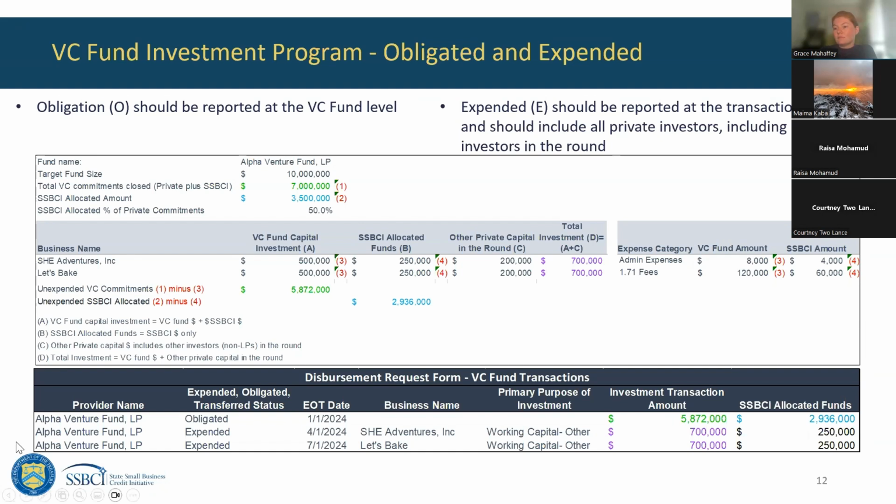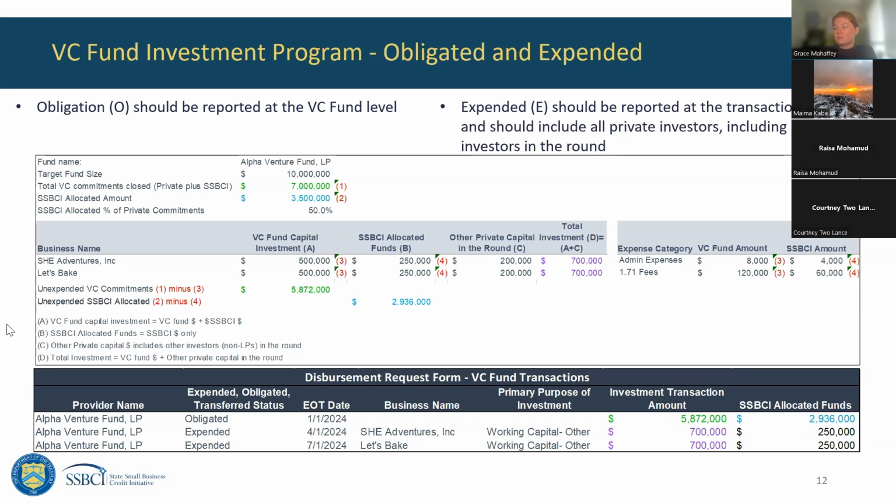For obligated transactions in a VC fund investment program, you're reporting the data at the VC fund level. The investment or investee-specific information may be left blank on obligated transactions on the disbursement request form. When reporting the SSBCI allocated funds on the disbursement request form for this obligation, jurisdictions should reduce 3 items from the total SSBCI commitment. 1, the total investment amount for both expended transactions. 2, the total admin expenses. And 3, the total 171 fund services cost to portfolio companies.